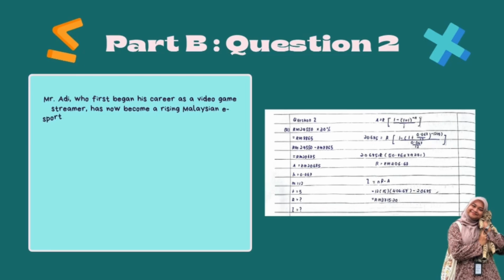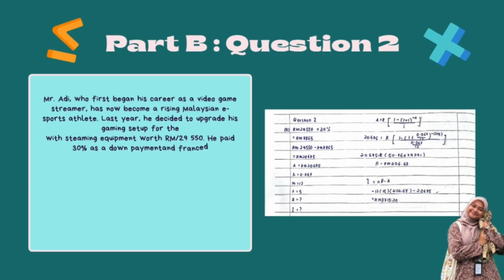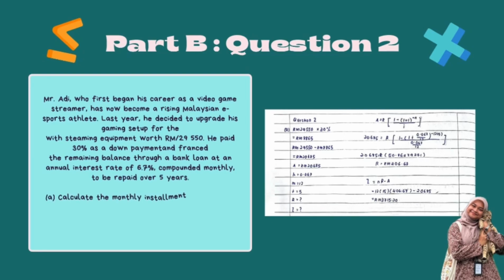Hi, my name is Alia and I will be explaining part B, question 2. The question is: Mr. Adi, who first began his career as a video game streamer, has now become a rising musician and e-sport athlete. Last year, he decided to upgrade his gaming setup with streaming equipment worth 29,550. He paid 30% as a down payment and financed the remaining balance through a bank loan at an annual interest rate of 6.7% compounded monthly, to be paid over 5 years.